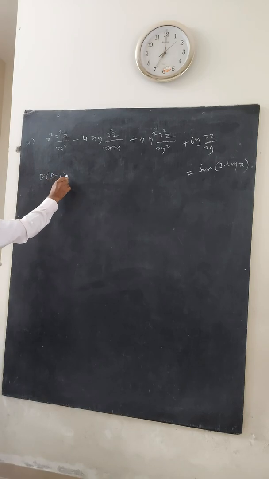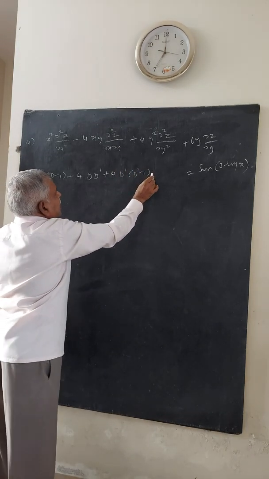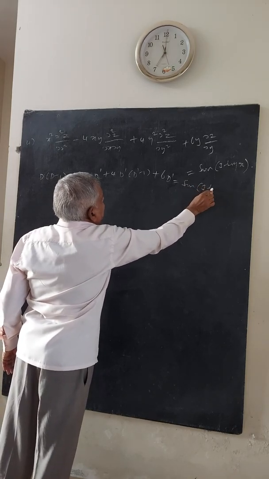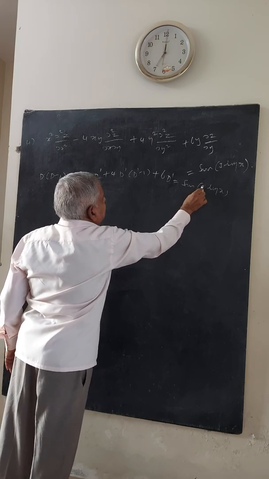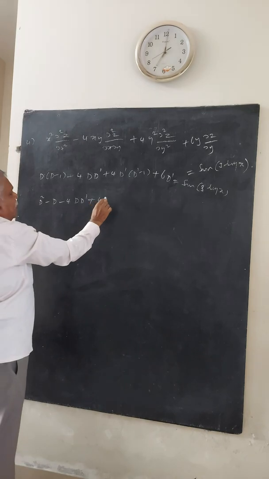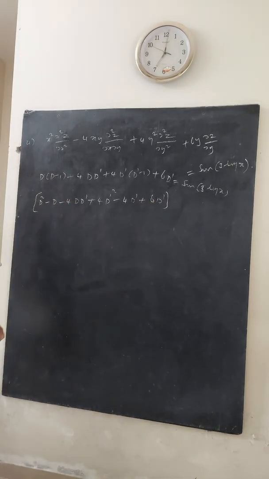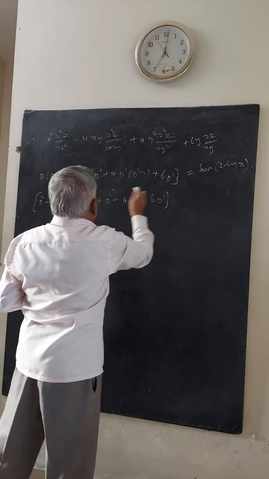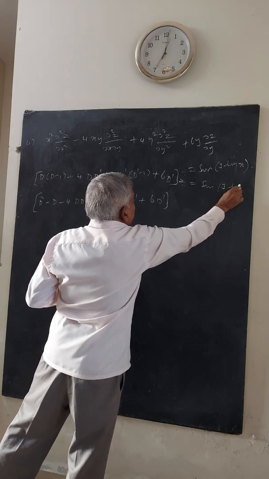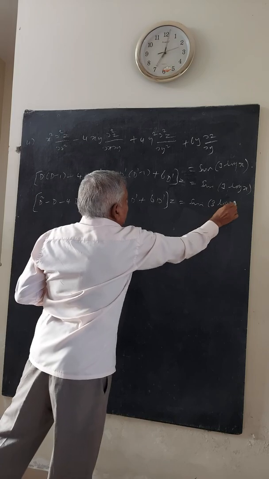D(D − 1) − 4DD' + 4D'(D' − 1) + 6D' = sin(3 log x). D² − D − 4DD' + 4D'² − 4D' + 6D' of z. I have not written of z, you have to write of z. Of z = sin(3 log x).